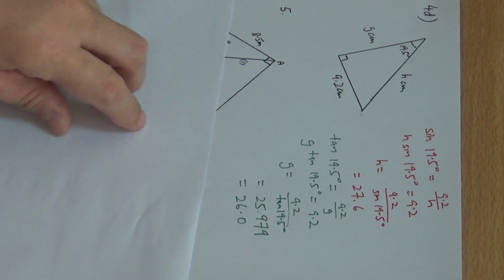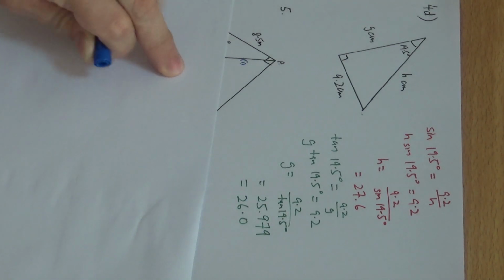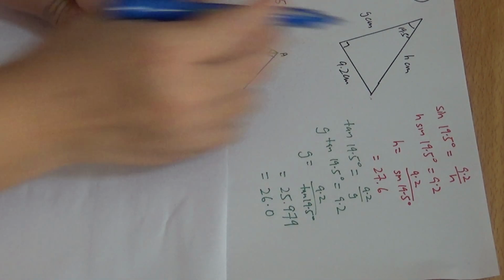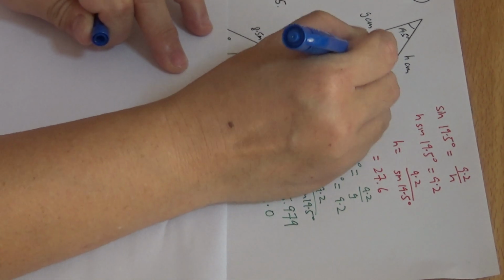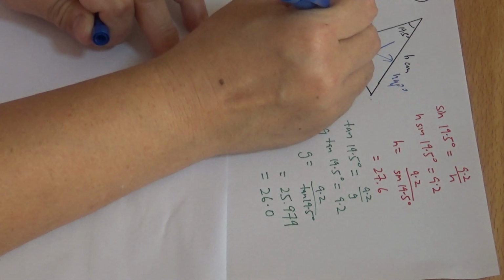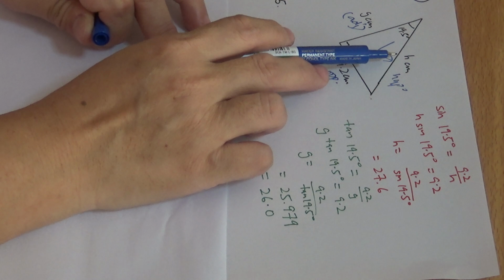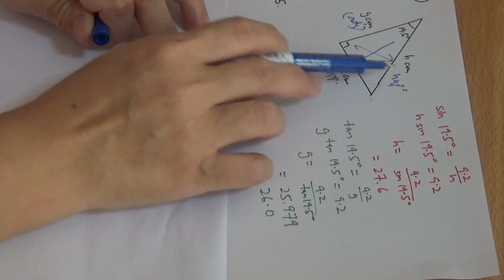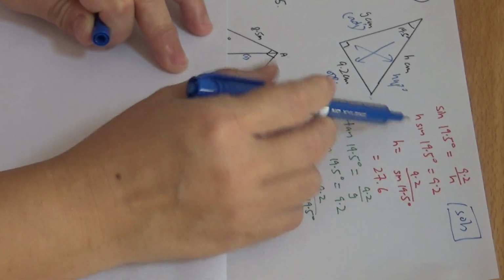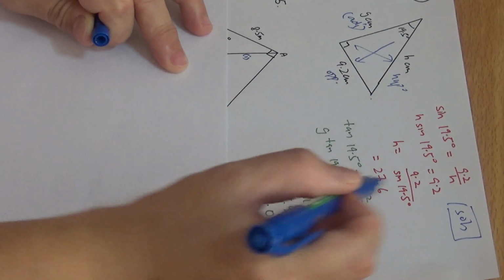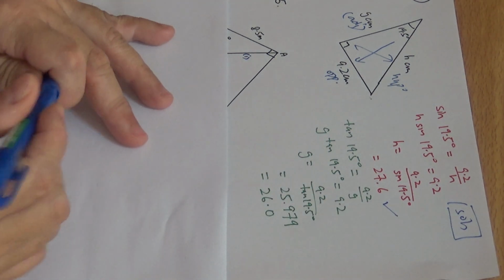Question 4D. Now the angle given is 19.5 degrees. This is the opposite, this is the hypotenuse and this is the adjacent. If I want to find H, I'm finding the hypotenuse, I know the opposite, so I use sine. I plug in the values, I get the answer. It is just the same as all the previous examples.